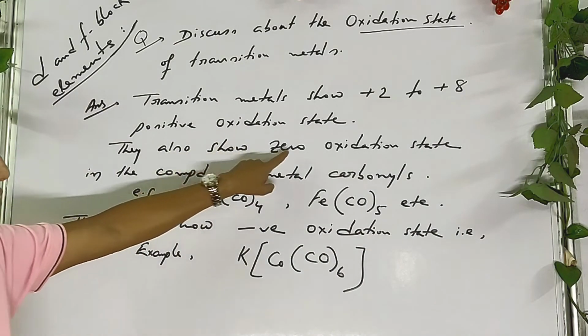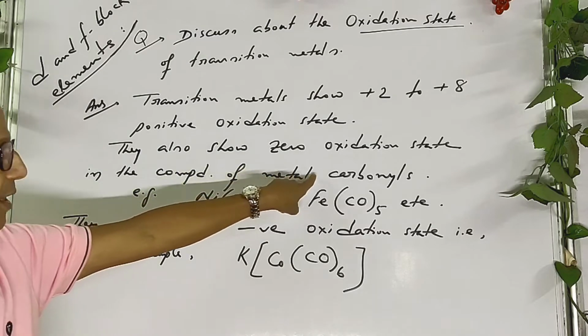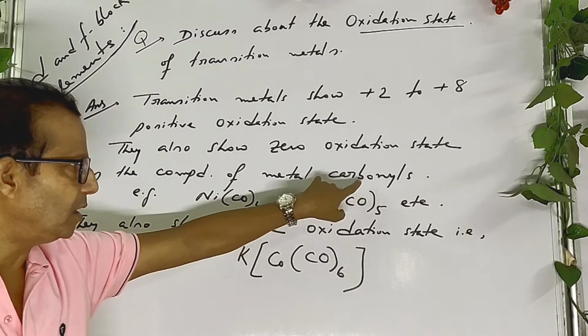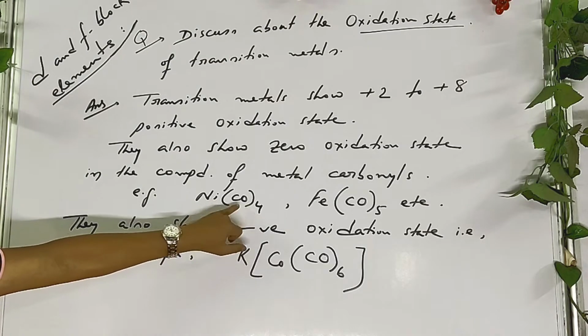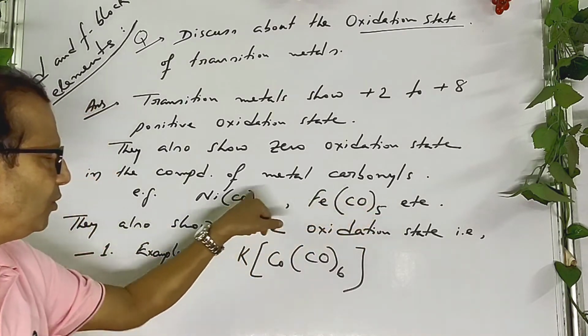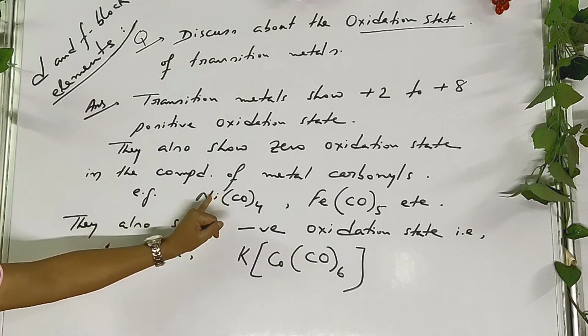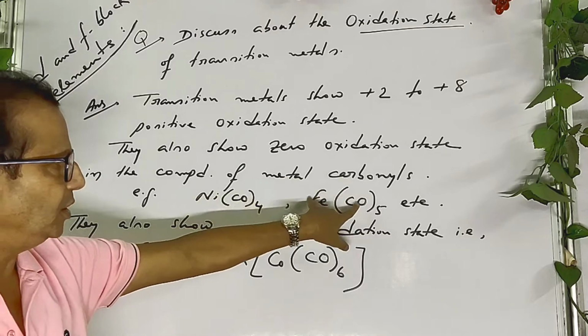Transition metals also show zero oxidation state, especially in the compounds called metal carbonyls. For example, nickel tetracarbonyl, iron pentacarbonyl, etc. You know that compounds of metals with carbon monoxide are called metal carbonyls.